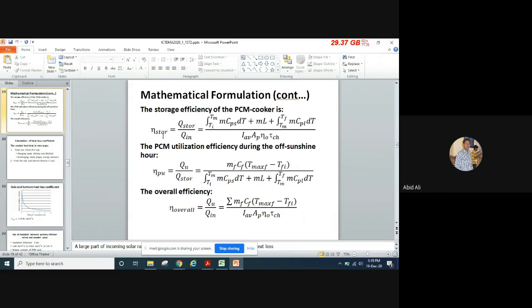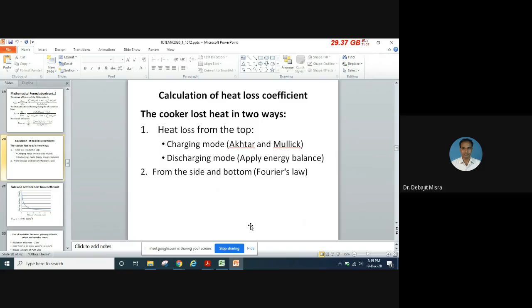This is the storage efficiency, the total energy stored divided by incident energy, and the PCM utilization and overall efficiency of the cooker. A part of the incident solar energy is lost to the surroundings. So we first need to calculate the loss of energy, or the overall heat loss coefficient.